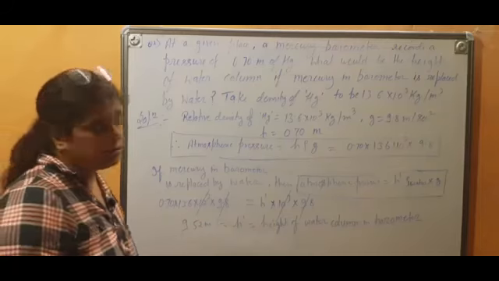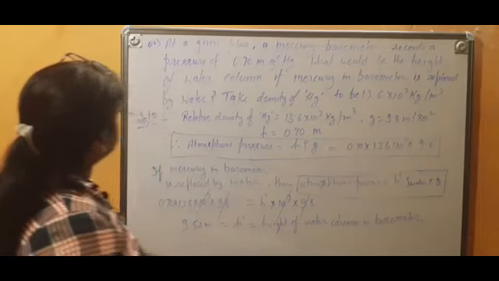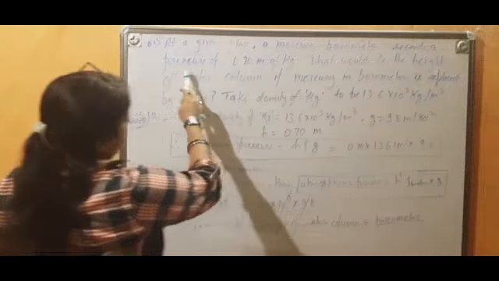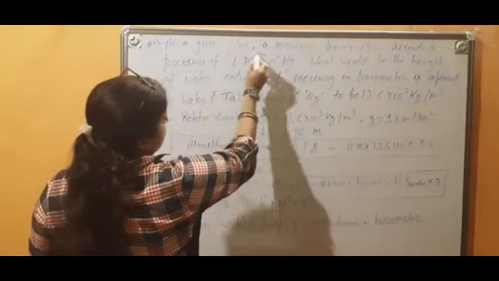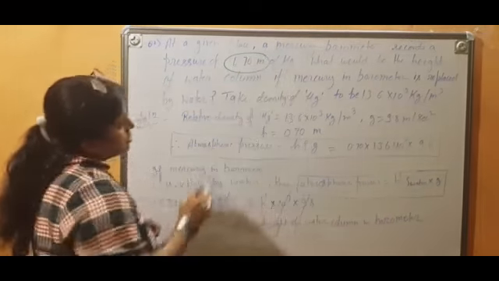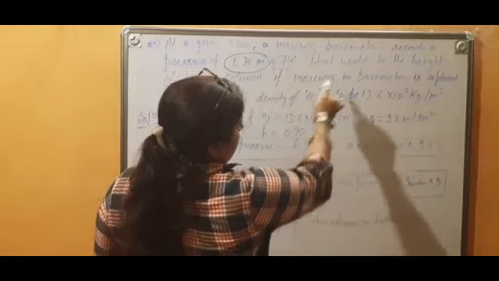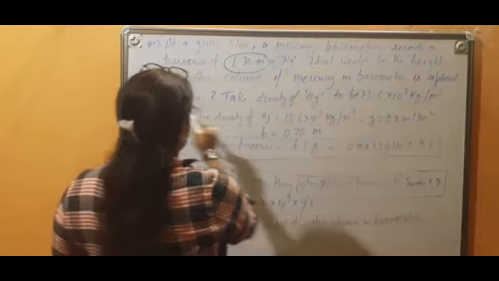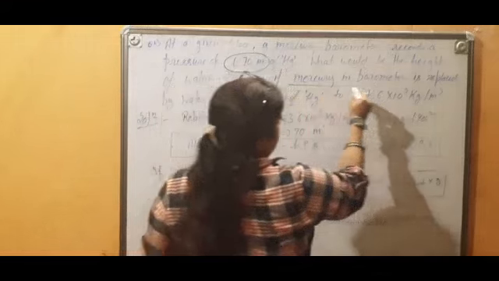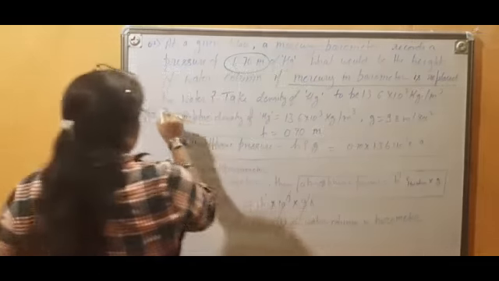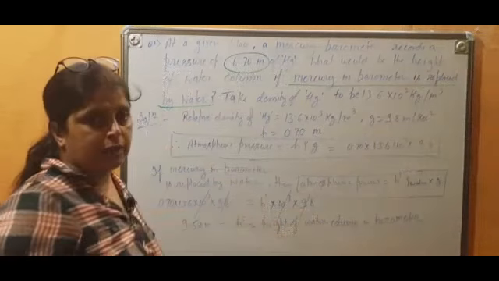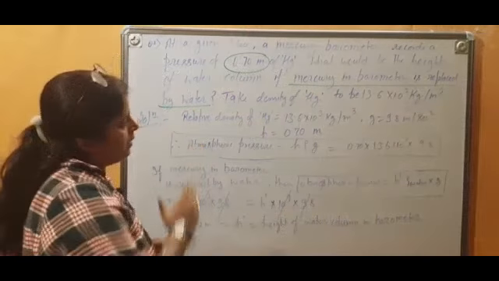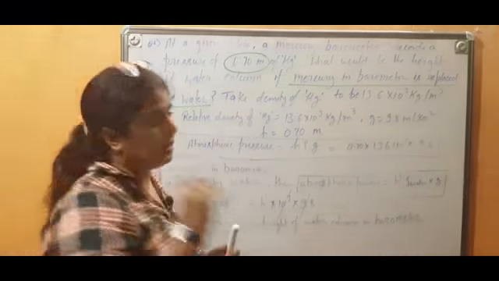Our next question is this one. So let's read. At a given place, a mercury barometer records a pressure of 0.70 meter of Hg, that is mercury. What would be the height of water column if mercury in barometer is replaced by water? This is the condition. If in place of mercury we take water in that barometer, then what will be the height of the water column in the barometer? We have to find out that thing.